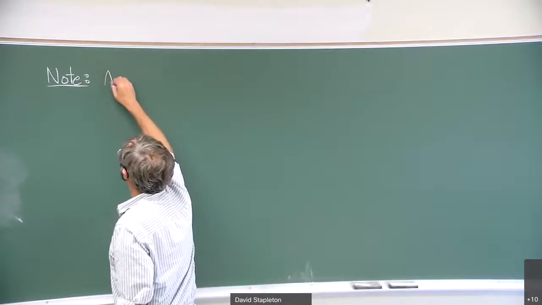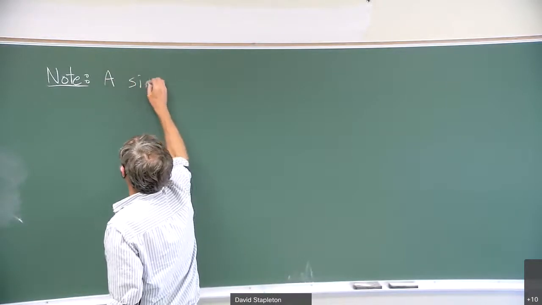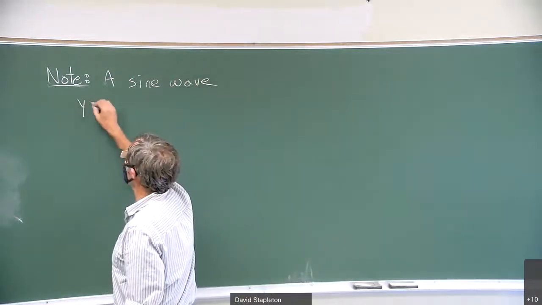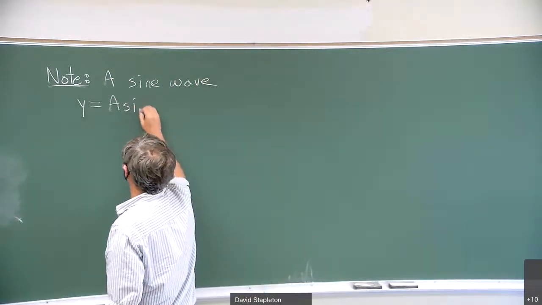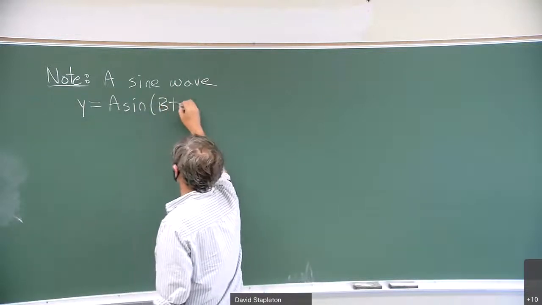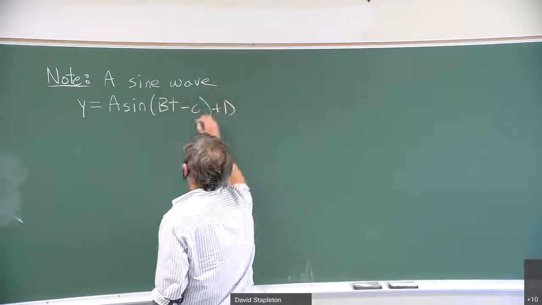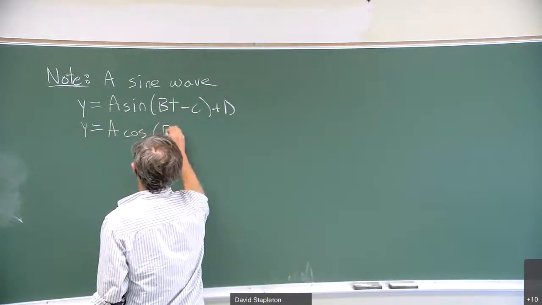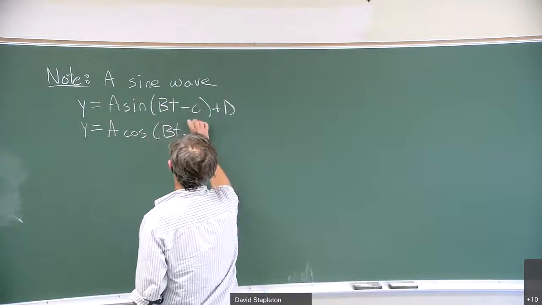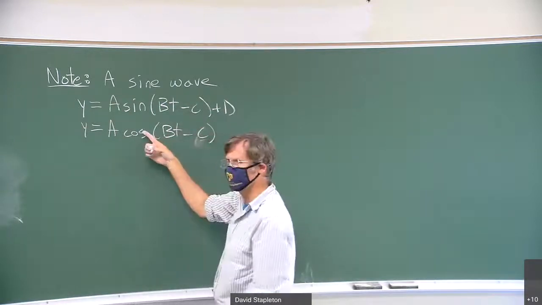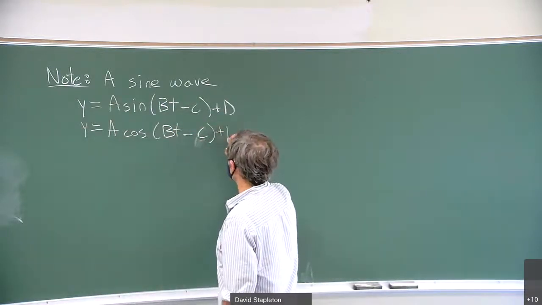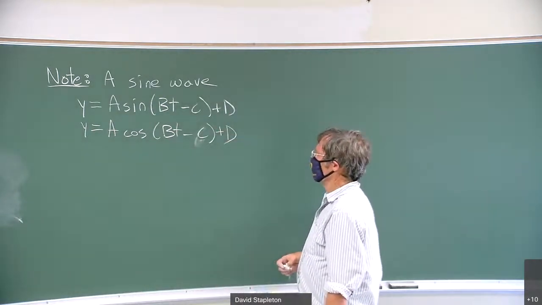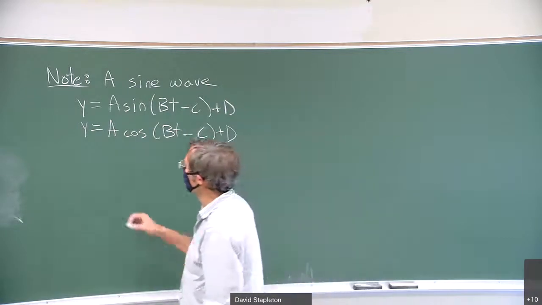Given a sine wave, which we're referring to as y equals A sine(Bt minus C) plus D, or y equals A cosine(Bt minus C) plus D. We call both of these sine waves, the cosine is just the sine shifted over, same shape. One of those kinds of things. What did we do before?